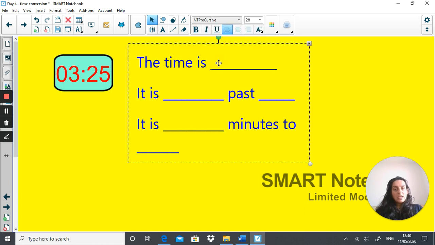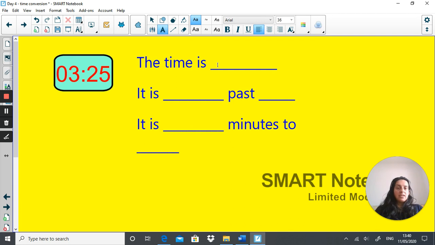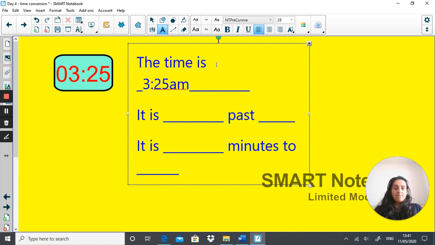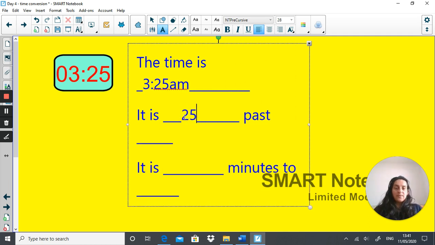The time is, remember when you have something like this, you don't need to take 12 away, because you've got a 0 and a 3, we know that's 3 in the morning, just take the 0 off. So the time is 3:25 a.m. It is 25 past 3, and this bit here, it's something minutes to something. Is that relevant in this situation? No, it's not, okay, because only after 30 minutes pass you can say it's something minutes to something. So if you spotted that, good job.